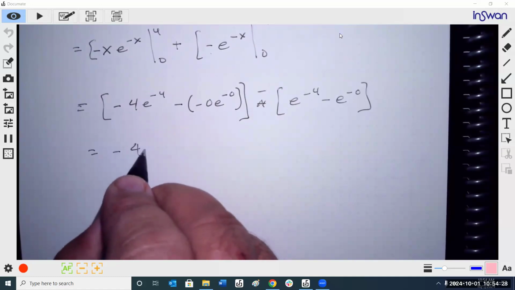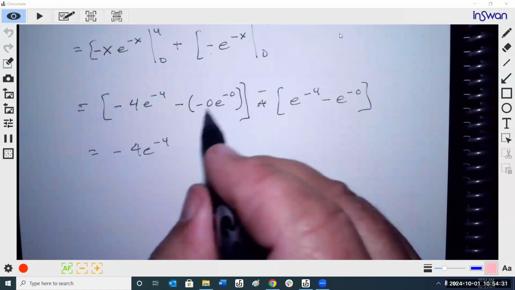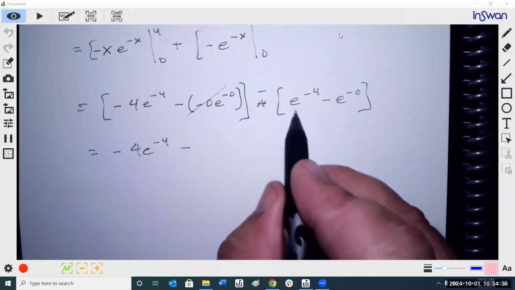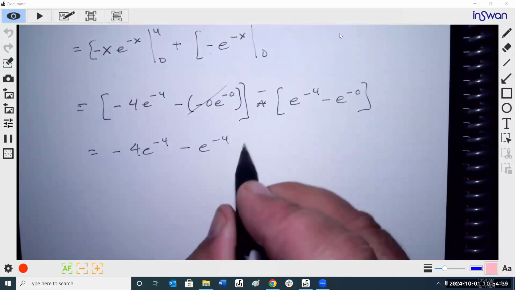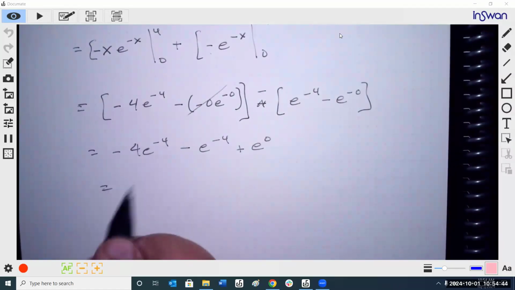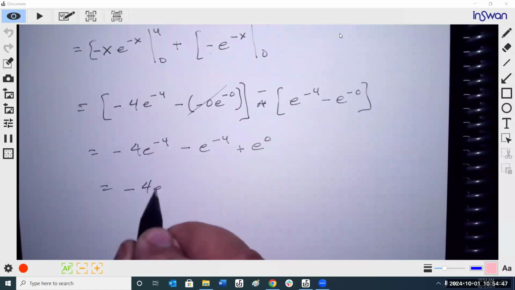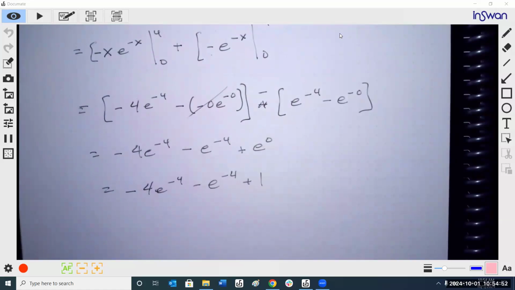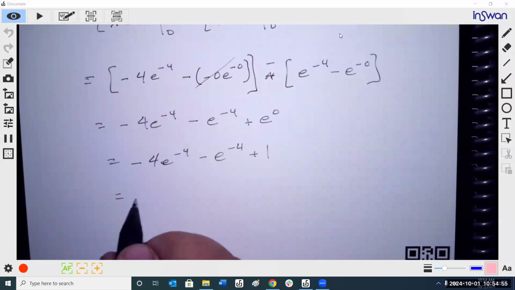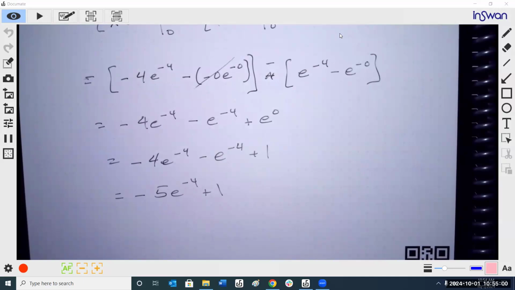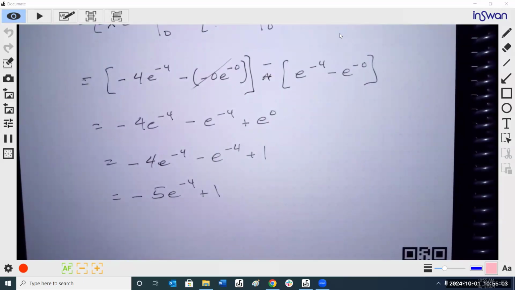You got negative 4 e to the negative 4. That disappears. Minus e to the negative 4 plus e to the 0. Negative 4 e to the negative 4 minus e to the negative 4 plus 1, which is negative 5 e to the negative 4 plus 1. And whatever those numbers are, when you plug them in the calculator, will be your answer.